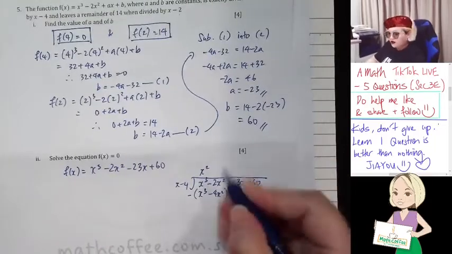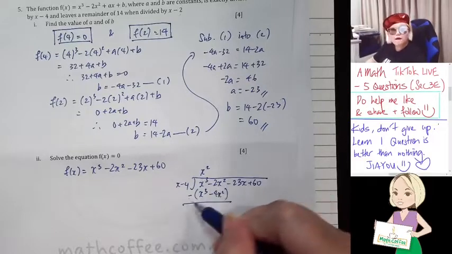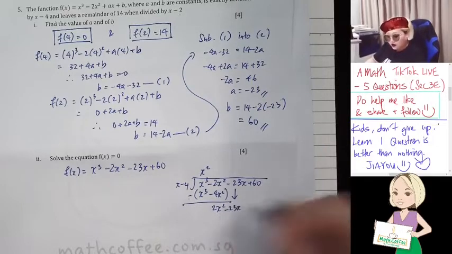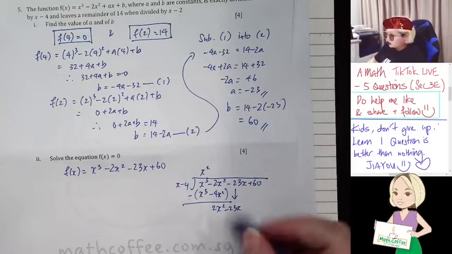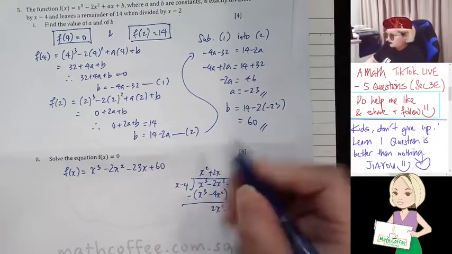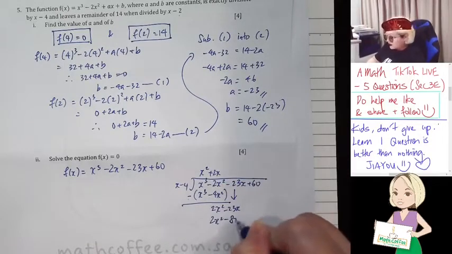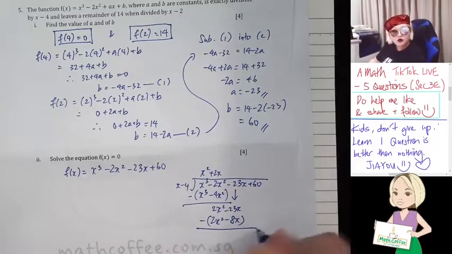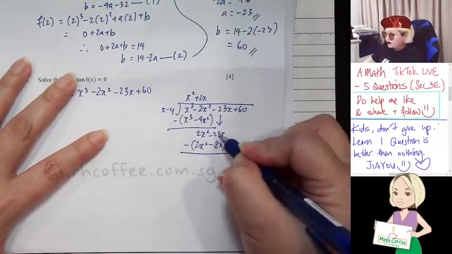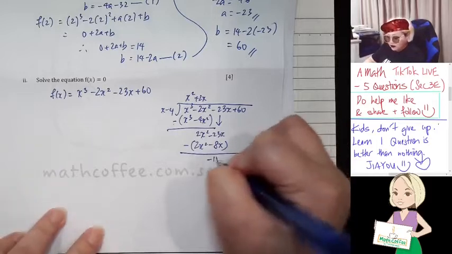So the first one definitely gives me 0. Minus 2 minus minus 4 means minus 2 plus 4. So I get 2x squared. Bring down minus 23x. Okay? So now ask yourself, what times x gives me 2x squared plus 2x? So this one times this one, 2x squared. This one times this one, minus 8x. Minus bracket. Draw a line. Minus 23 minus minus 8 means minus 23 plus 8. So I get minus 15x.